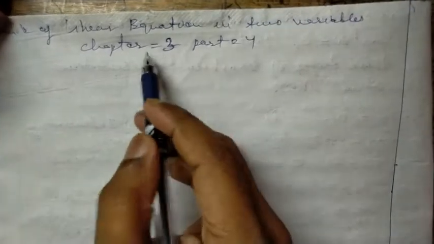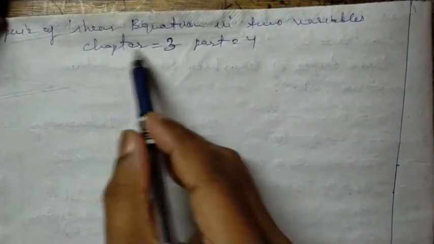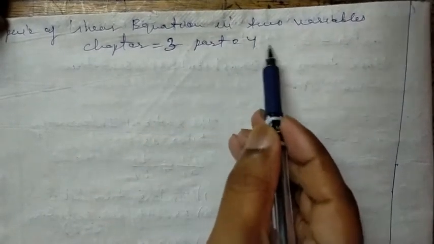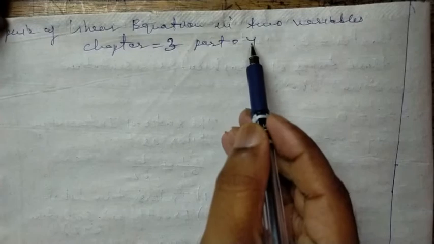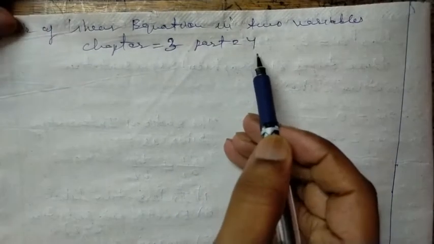Now we are going to do pair of linear equations in two variables, chapter number 3, part 4. Please see part 1, part 2, part 3, then you come to part 4 so that you can understand well.